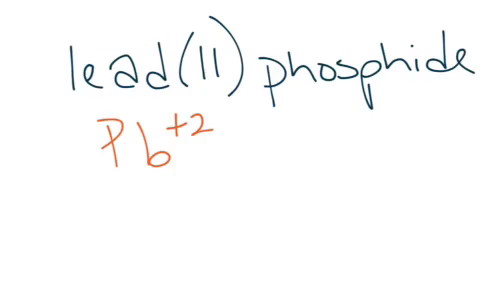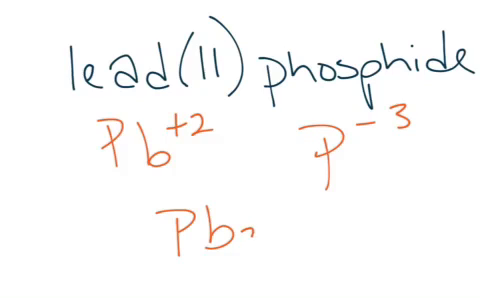Pb +2 because of that Roman numeral. Phosphorus is always -3, so that means lead 2 phosphide is 3 leads and 2 phosphorus. And that concludes the lesson on how to name binary ionic compounds.